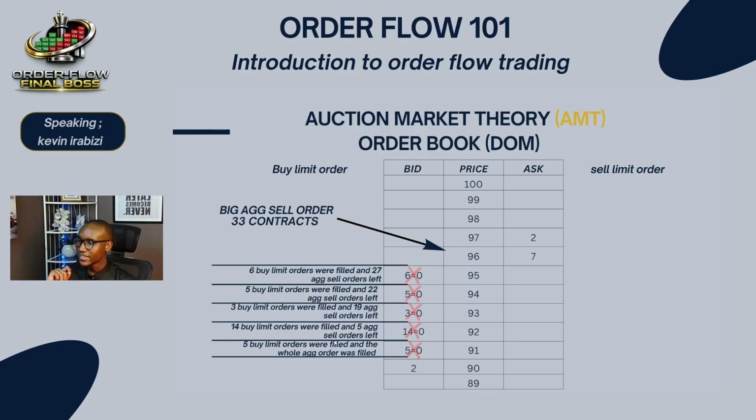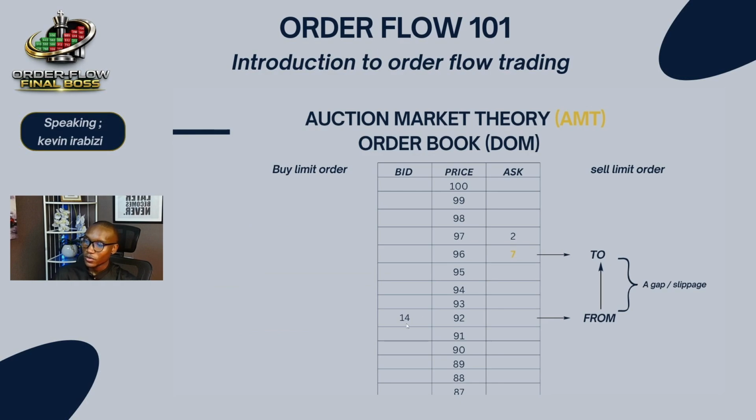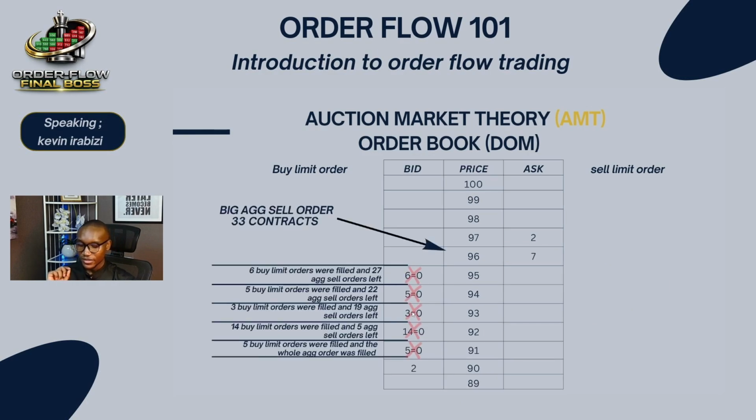Next best price is price level 92. At price level 92, we find that we had 14 limit orders. 14 limit orders minus the 19 that we have, we remain with 5 aggressive orders. By now, you get what I'm trying to explain.